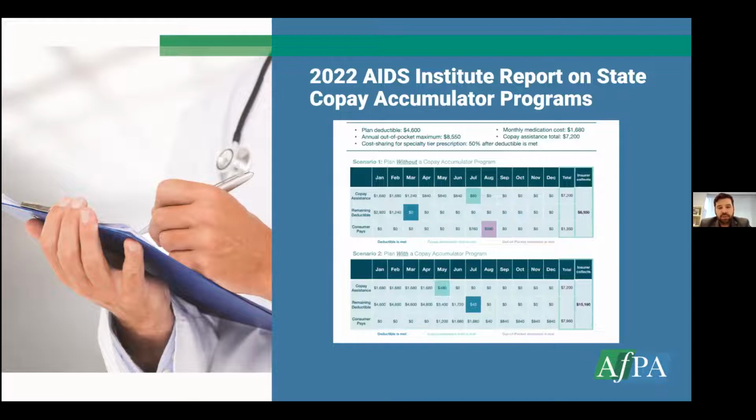On the bottom, where none of the copay assistance applies to the out-of-pocket maximum for the year, the consumer doesn't even begin paying towards their out-of-pocket maximum until that copay assistance runs out in May. And because of that, this patient is required to pay $7,900 out of pocket. This is just one example to show that copay accumulators do require patients to pay a lot more out of pocket than they would have if there was not a copay accumulator instituted in the first place. Next slide, please.